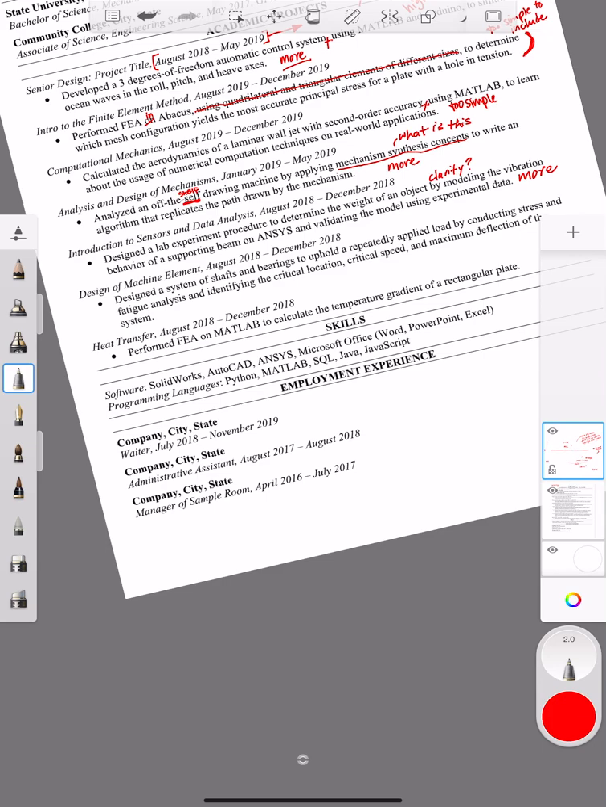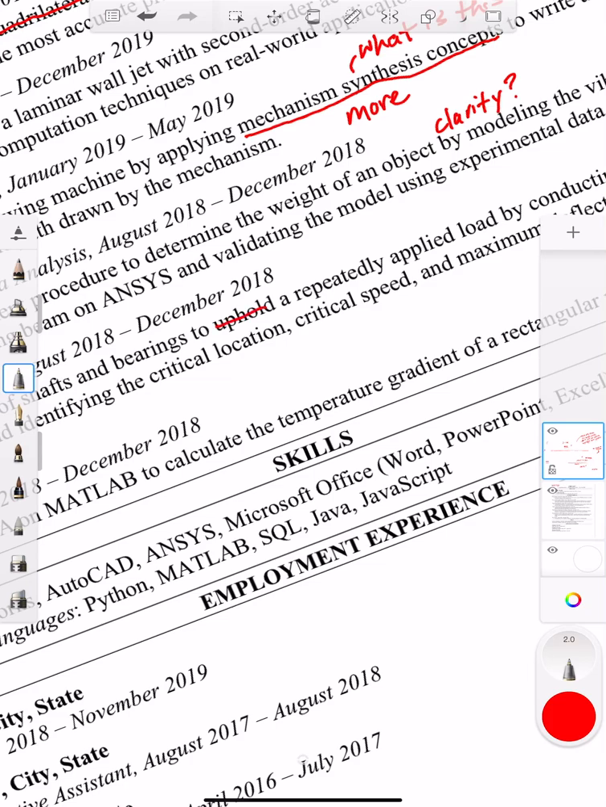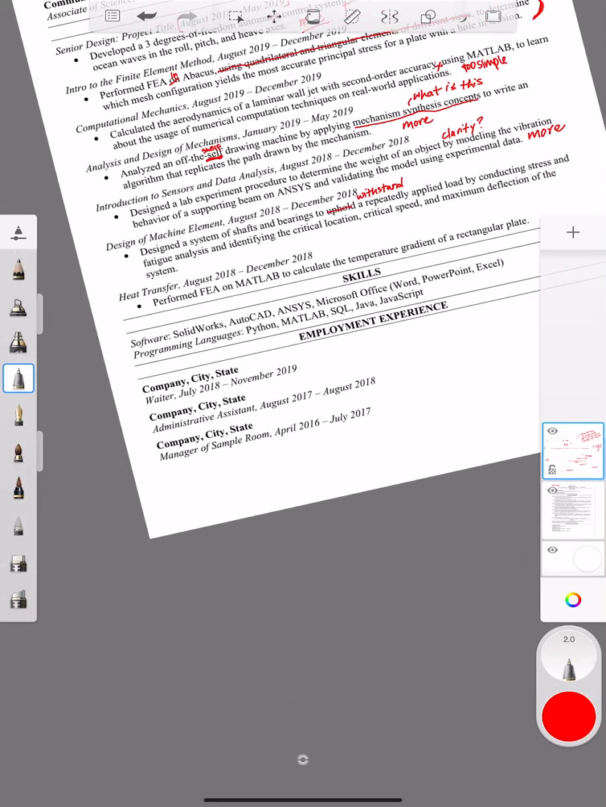Okay, two more. Design a system of shafts and bearings to uphold a repeatedly applied load. No, not uphold, it's withstand. A repeatedly applied load by conducting stress and fatigue analysis and identifying the critical location, critical speed, and maximum deflection of the system.